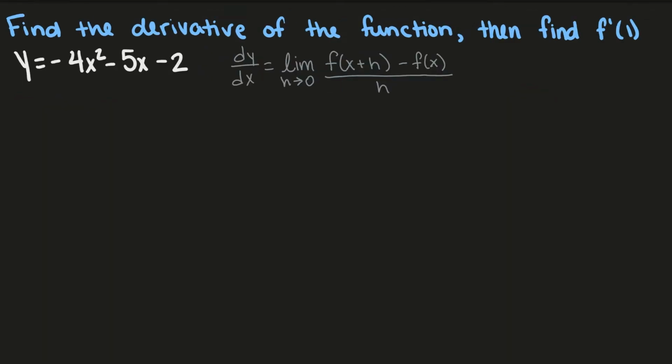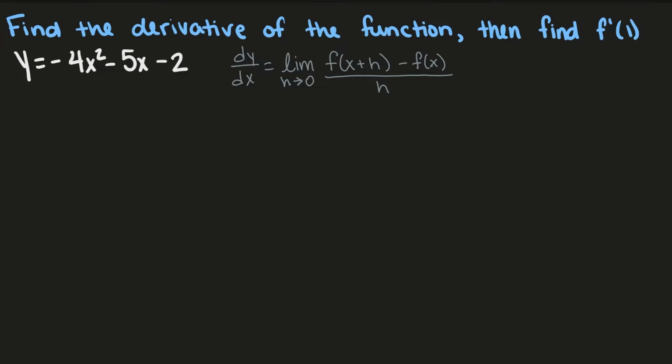For our next example, we need to find the derivative of the function y equals negative 4x squared minus 5x minus 2, and then find the value of that derivative at 1. So remember, another way that we can write the derivative is, instead of just f prime, we can say dy dx. So that's why when we have our derivative definition here, we see dy dx.